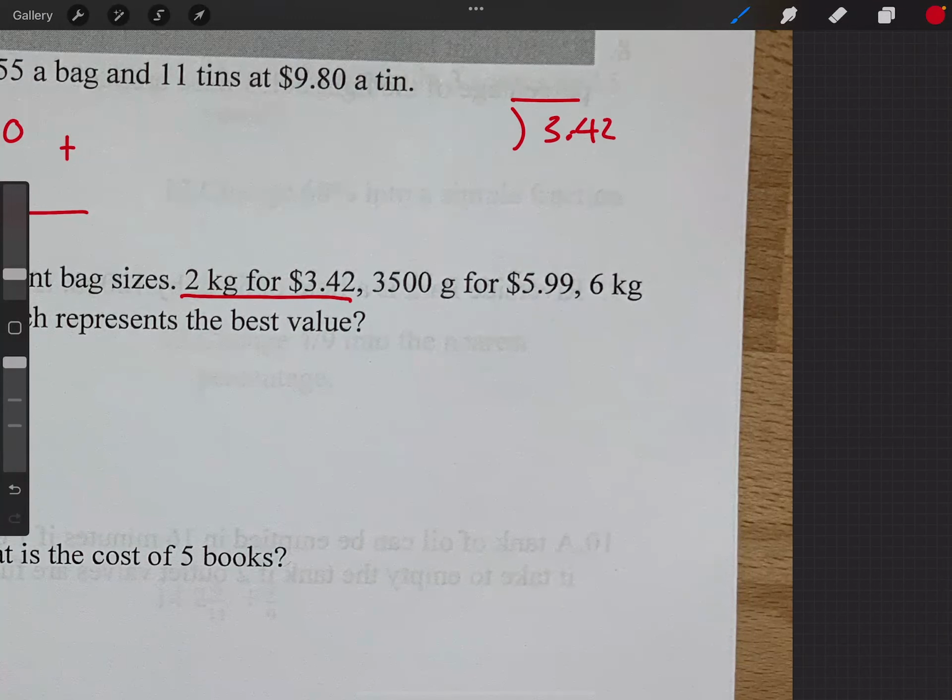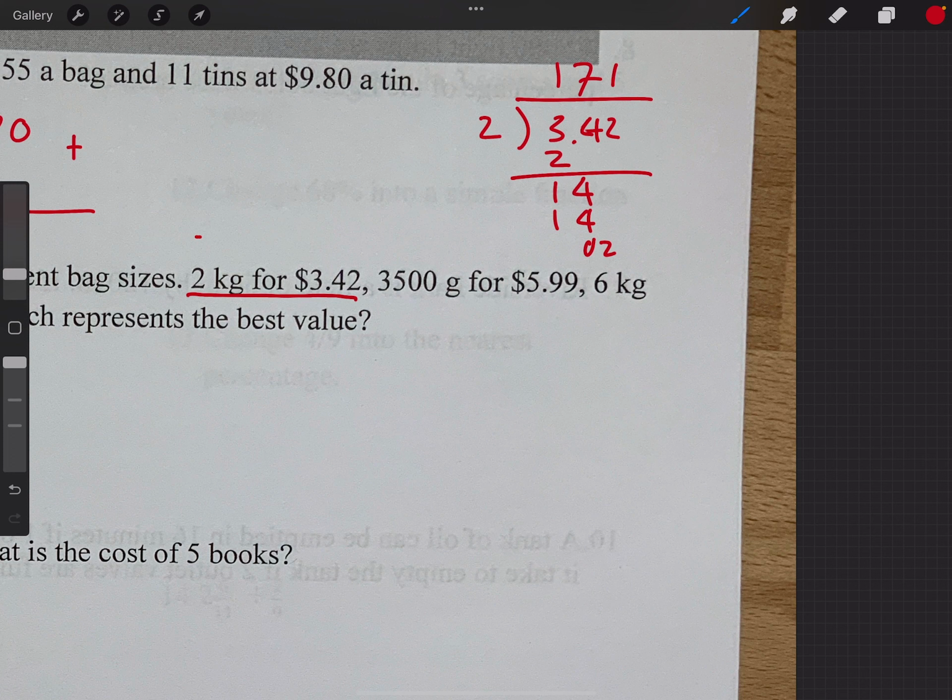$3.42 divided by 2. Okay, so 3 divided by 2 is 1, 1 times 2 is 2, remainder 1, 14 divided by 2 is 7, 7 times 2 is 14, remainder 0, bring down 2, so that will be 1. So that means that 1 kilogram of this one is going to cost $1.71. Okay, next one.